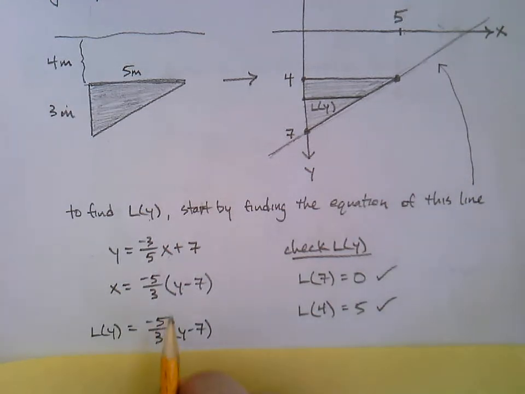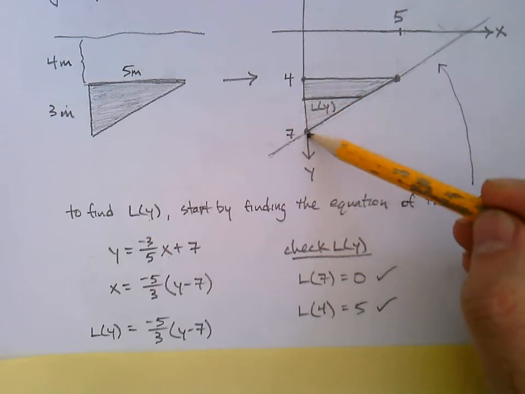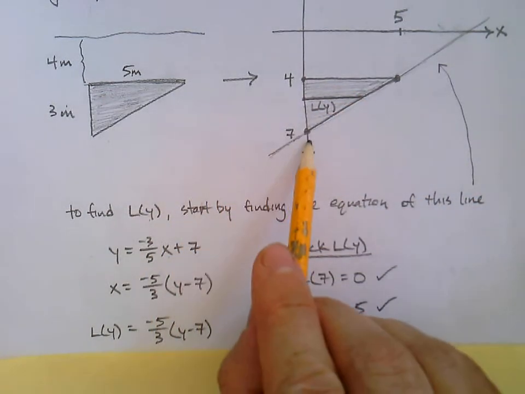If you're not sure, if you're in any level of doubt, even if you're not in doubt, it's still a good idea to check your L of y. So what did I do? I checked the endpoints, right? The 4 and the 7. Let's start with the 7.